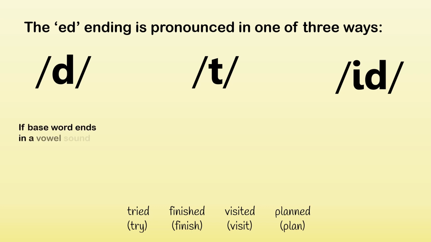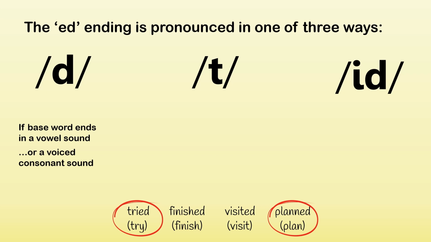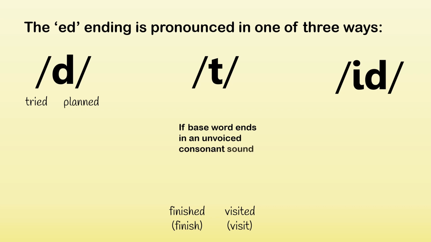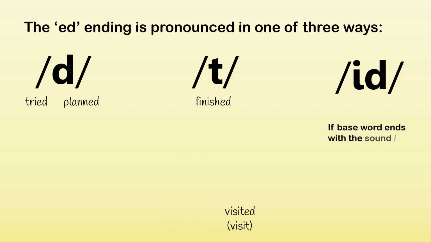If the base word ends in a vowel sound, as in try, or if the base word ends in a voiced consonant sound, as in plan, we use the d sound. Tried, planned. If the base word ends in an unvoiced consonant, such as finish, we use the t sound. Finished. If the base word ends with the sound d or t, as in visit, we pronounce the ed as id. Visited.